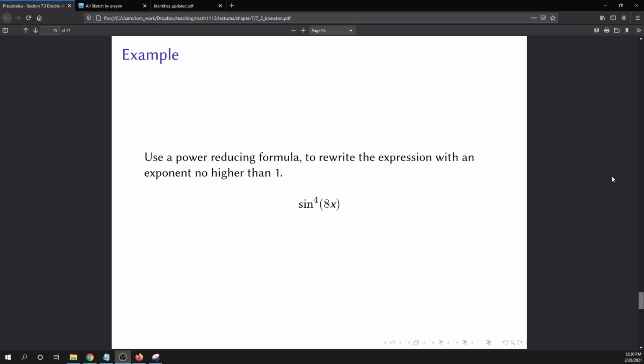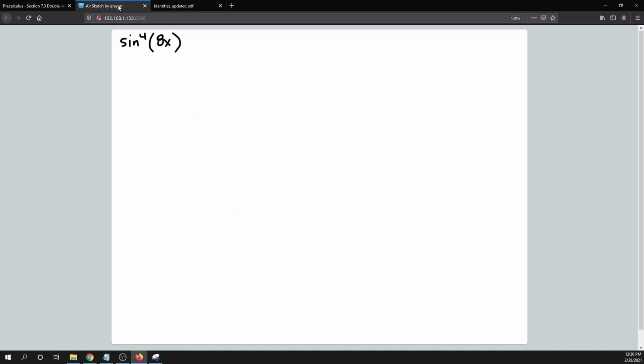All right, in this video, we are going to work through the following example. It says use a power reducing formula to rewrite the expression with an exponent no higher than 1. The expression is sine to the fourth power of 8x. So we are going to look through the power reducing formula.